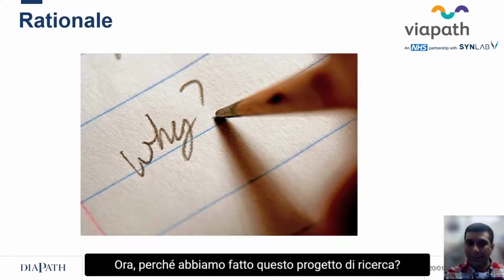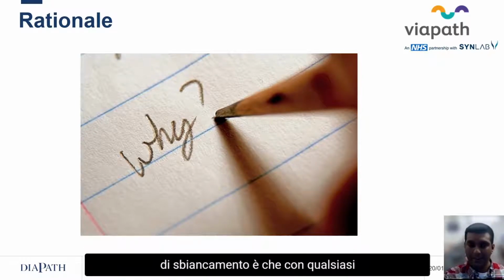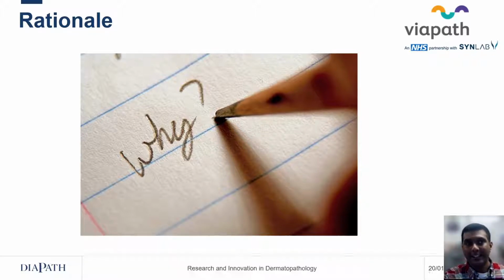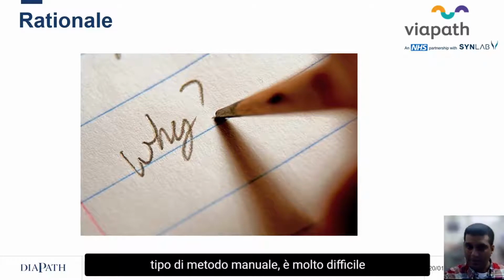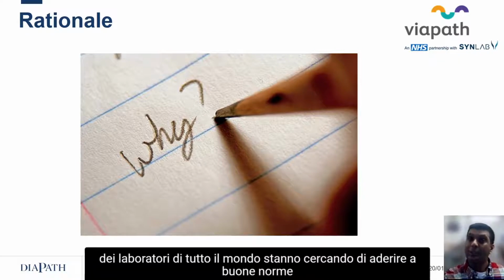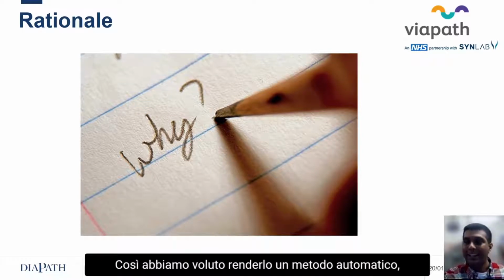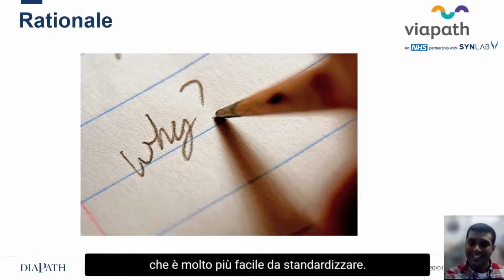So, the rationale: why did we do this research project? The main reasons we wanted to develop an automated melanin bleaching method involved the fact that with any sort of manual method, it's very hard to standardize. And we live in an era where the majority of labs across the globe are trying to adhere to very good ISO laboratory standards. So we wanted to make it an automated method, which is a lot easier to standardize.